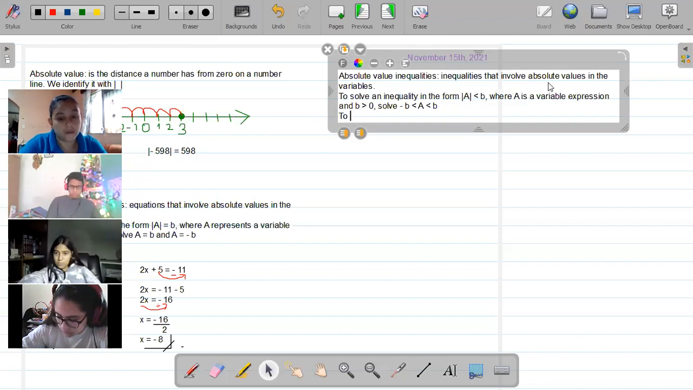Then we have another type to solve an inequality in the form absolute value of A, but now greater than B. The first one was less than, now it is greater than B, where A is a variable expression.